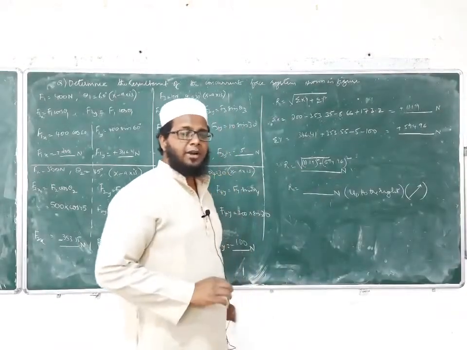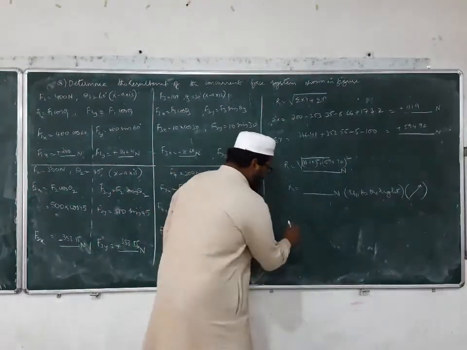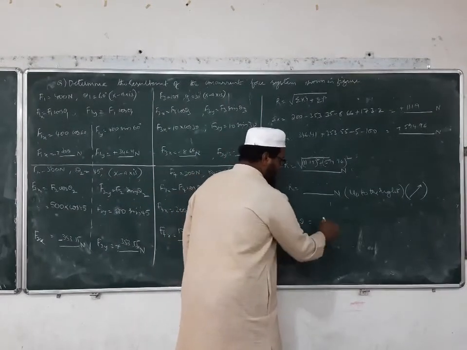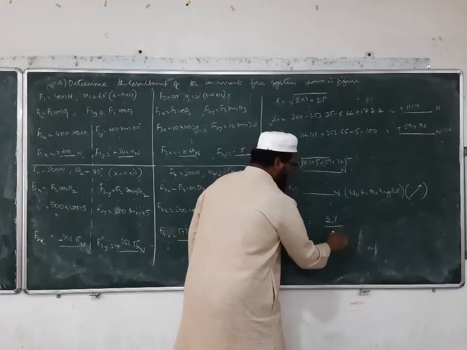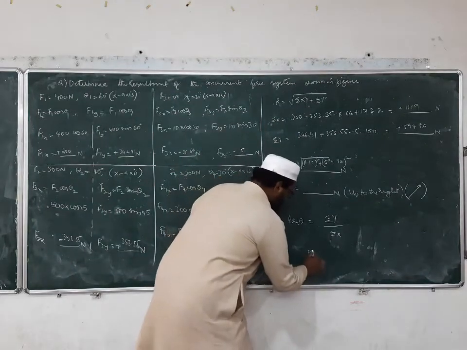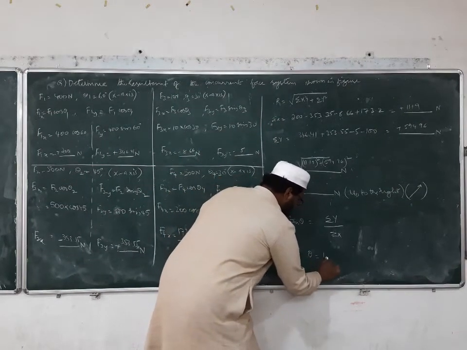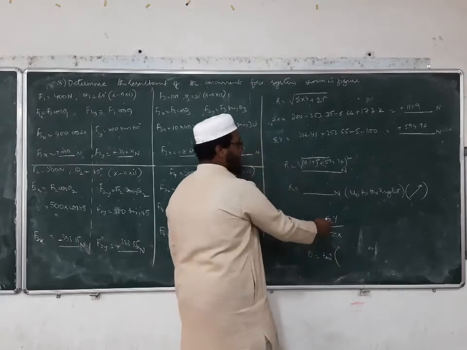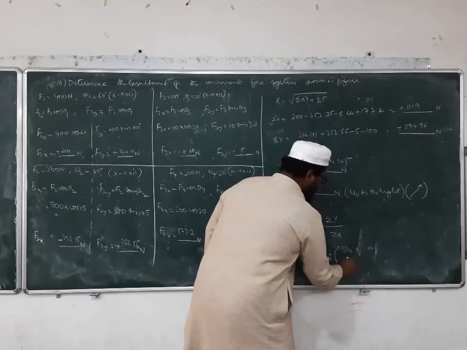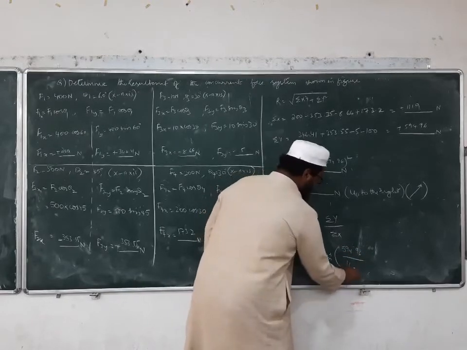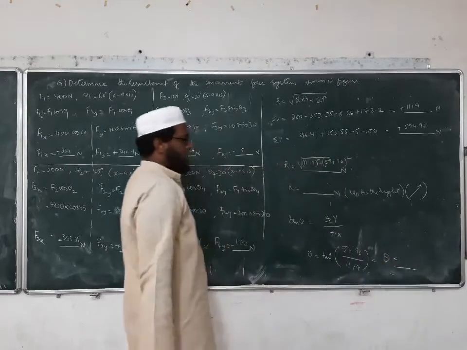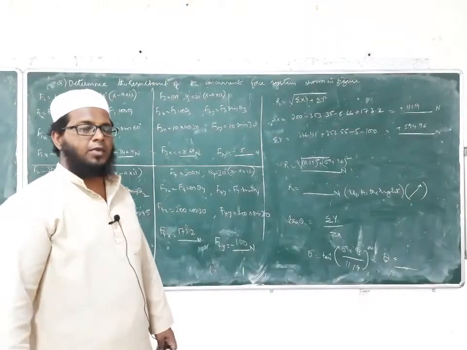Now what is the angle made by the resultant? Tan theta is equal to sigma y by sigma x. So theta is equal to tan inverse of sigma y by sigma x. What is the value of sigma y? 594.96, divided by the value of x, 11.19. You will get the value of theta. Okay, this is how we calculate the resultant for multiple forces.